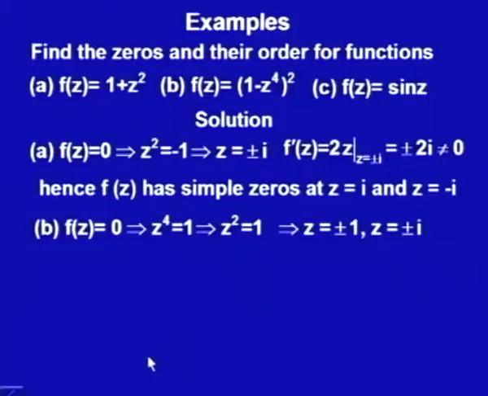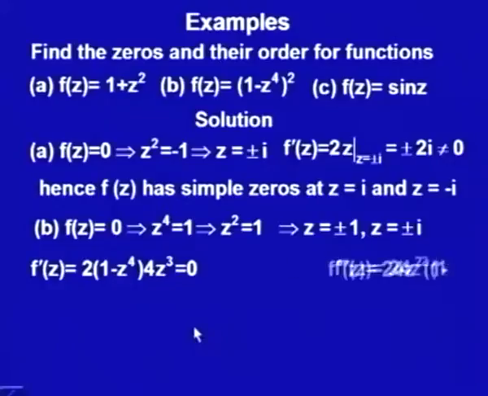So, find out what is f dash(z). f dash(z) from here is 2 times (1 minus z to the power 4) into 4z cube. So, if z is equal to plus 1 or minus 1 or plus i or minus i, we would get it 0. That is, at all these 4 zeros f dash(z) is 0. Now, come to the second derivative.